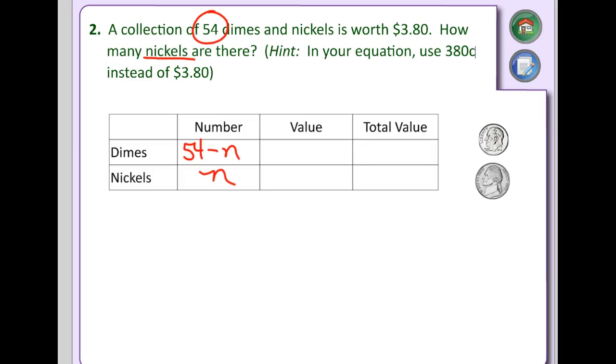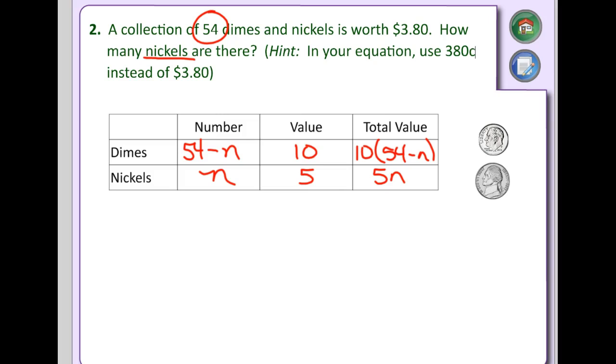Now, the value column has to do with the value of the coin, and we know that dimes are worth 10 cents, and we know that nickels are worth 5 cents. And once again, to get our total value, we multiply across the row. So it's the number of dimes times 10 cents. I have to use a little bit of distributive property there. And the number of nickels times 5 cents. So we've got our chart filled in.